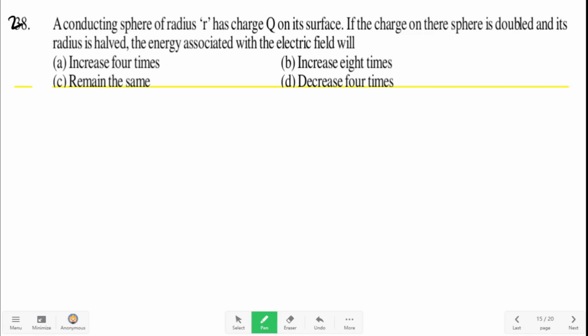Here is a question from JEST 2014. We have a conducting sphere of radius small r and charge capital Q on its surface. If the charge on the sphere is doubled and its radius is halved, the energy associated with electric field will.